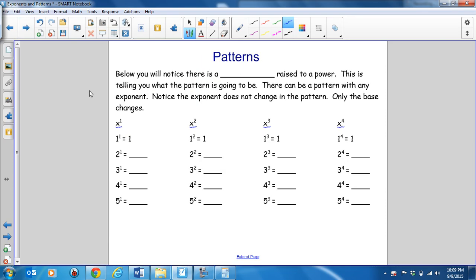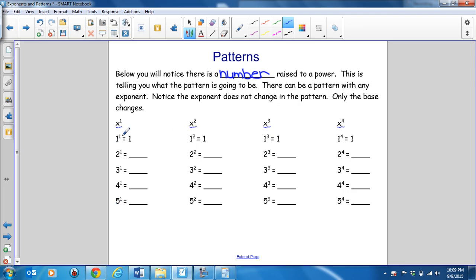So what I want to talk about here is patterns. Below you will notice that there is a number. So go ahead and write in your notes: number raised to a power. This is telling you what the pattern is going to be. There can be a pattern with any exponent. Notice the exponent does not change in the pattern. Only the base changes. So in this first one, any number raised to the first power is itself.